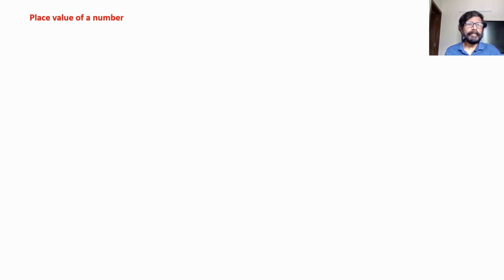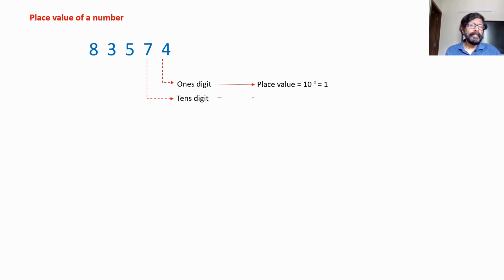If you take a number, we have taken the number 83,574. There are 5 digits. Each digit has a place value. The digit 4 has a place value of 1. It's called the ones digit. It tells us how many ones are there in the number. And 7 is the tens digit. It tells us how many tens there are in the number.